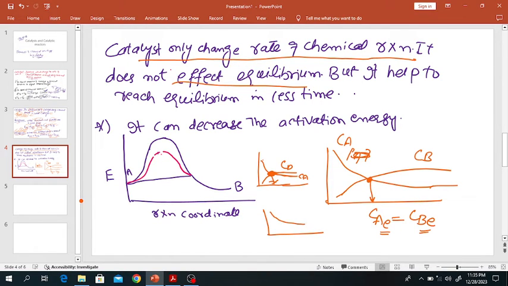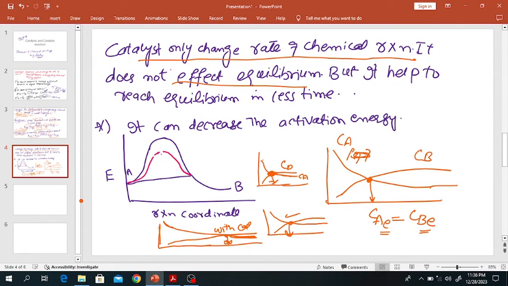For example, this is with catalyst and this is without catalyst. Here, without catalyst, equilibrium is achieved after a long time. And here the equilibrium is achieved in very little time with catalyst.